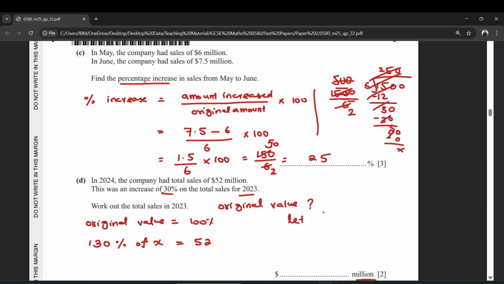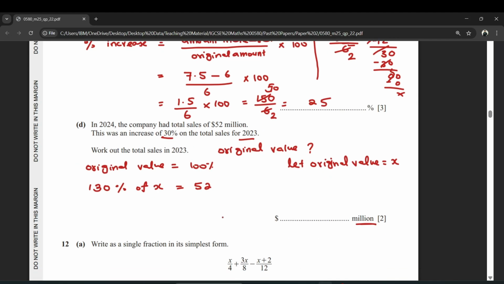What we have done here is let the original value equal X. Okay, the original value is always 100%. So if there was an increase of 30%, that means 130% of the original value will directly give you the new value, which is 52 million. So now all I have to do is 130 divided by 100 multiplied by X equals 52.